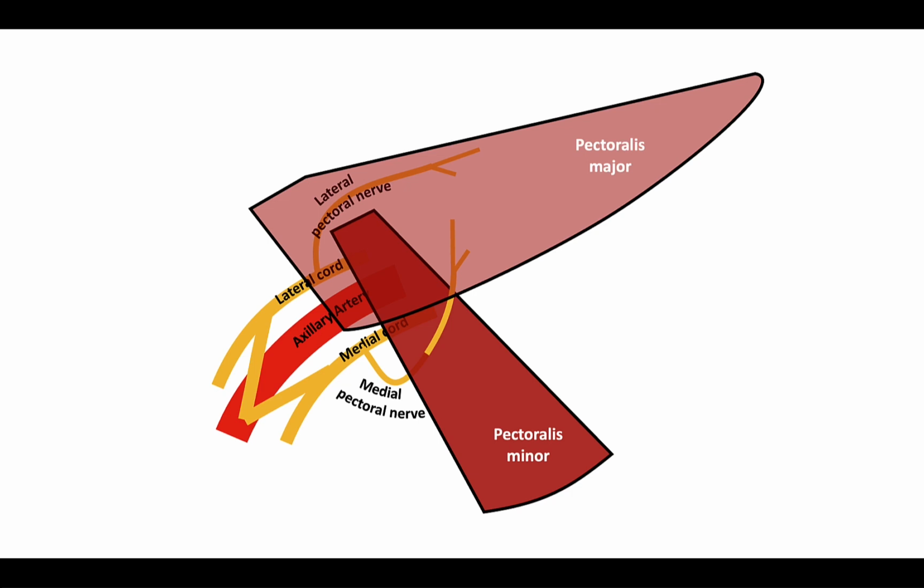Therefore, you can learn a rule like pec minor is innervated by medial pectoral nerve, and pec major is innervated by both medial and lateral pectoral nerve. But know in the back of your mind that this just isn't true for everyone. And that, my friends, is the beauty of anatomy.